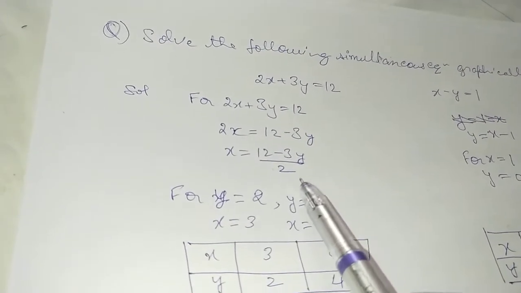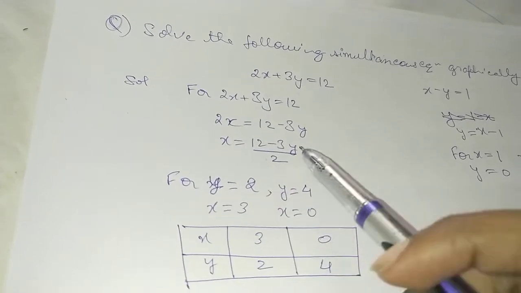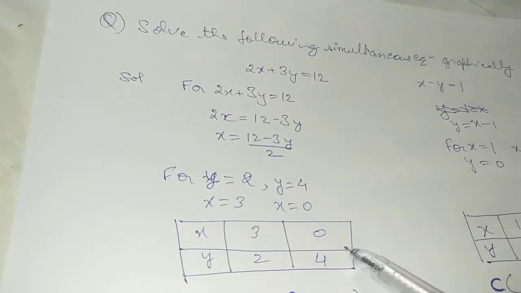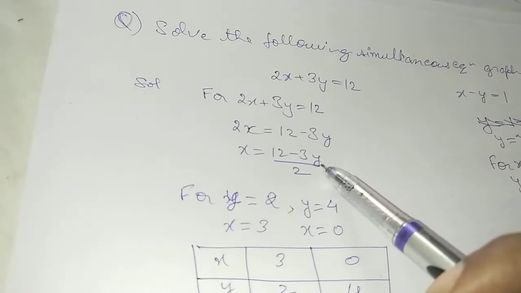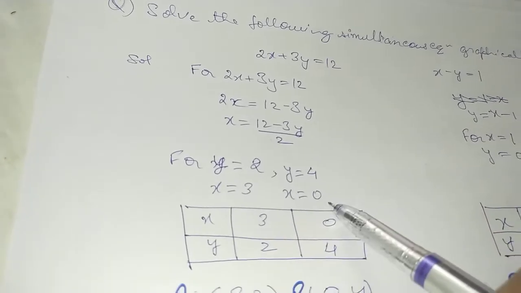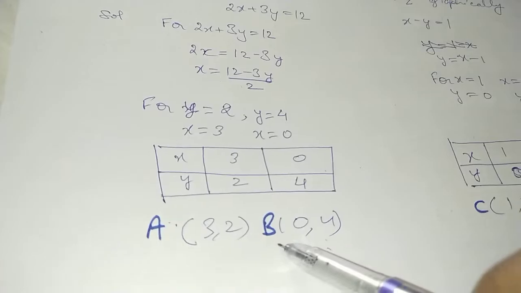So we have taken y to be 2, and we get the value of x to be 3, and we take the next value. You can take at least 3 points, or a minimum of 2 points is necessary to plot any particular straight line. Take the value of y to be 4, 3 into 4 is 12, 12 minus 12 is 0, 0 upon 2 will be 0. So we are getting these coordinates and we will write them down. We have to give a variable name.